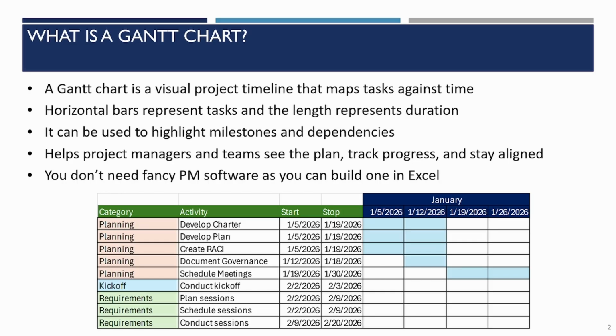There are horizontal bars, as you can see on the bottom, that represent tasks, and the length represents duration. In this case, each column represents a week. It can be used to highlight milestones and dependencies. It helps project managers and teams see the plan, track progress, and stay aligned.